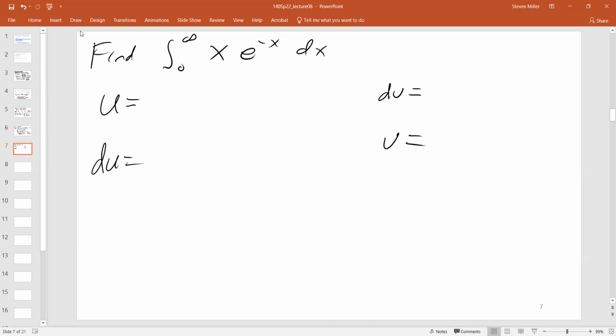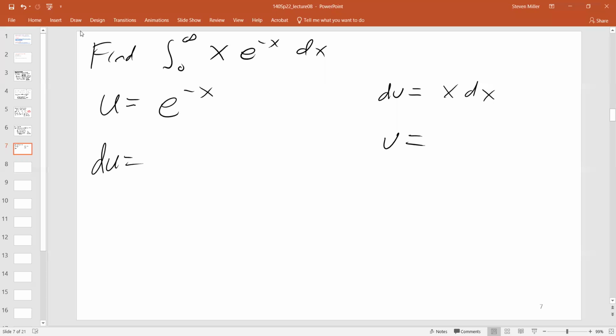Got a 50-50 chance. Okay, which do you want to be e to the negative x, u or dv? I'm sorry? Okay, so let's take u to be e to the negative x, then dv would be x dx, right? So I need a function whose derivative is x. So what function would that be? What would v equal?